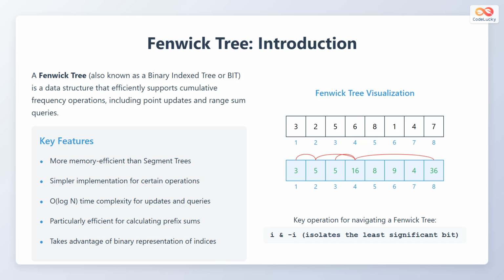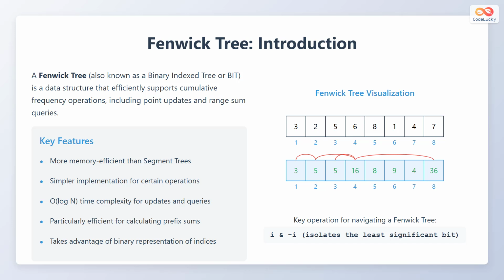Now let's explore Fenwick trees, also known as binary index trees or BIT. A Fenwick tree is a data structure that efficiently supports cumulative frequency operations, including point updates and range sum queries. It allows us to quickly calculate prefix sums and update individual elements in an array.